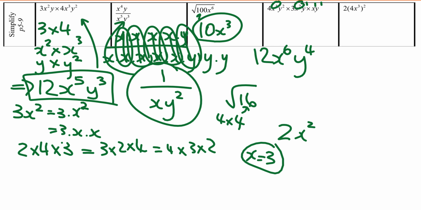So here, this one here is 4x cubed times 4x cubed. Times that 2. Can everyone see that's what that squared part means? It means that times itself. So what is 4 times 4 times 2? 32. x to the power of, and there's my answer.